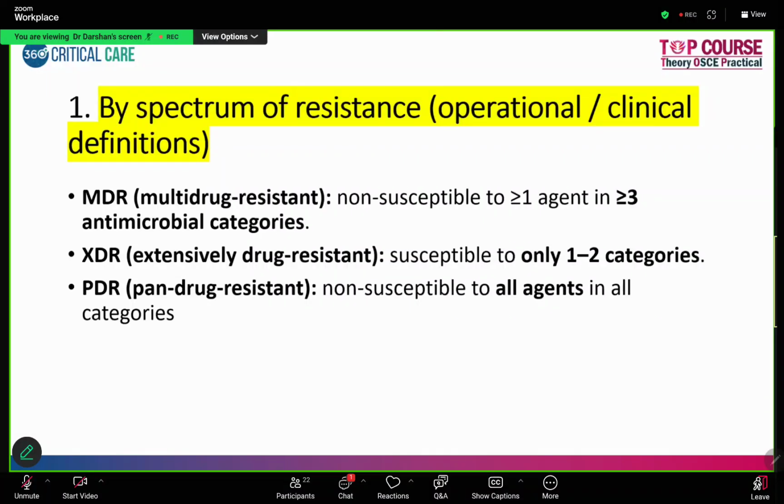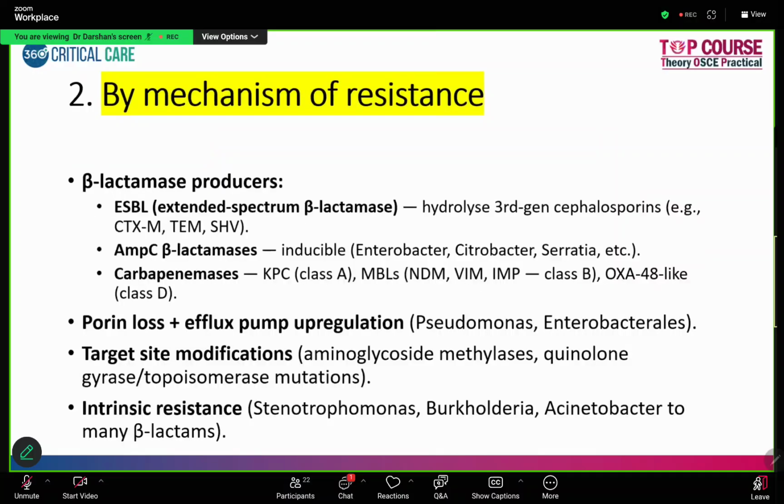Okay, so when we're classifying MDR GNBs by spectrum of resistance, we all know this, it's very straightforward: MDR, XDR, and PDR. We know MDR is non-susceptibility to three classes of antimicrobials. In XDR, they're susceptible only to one or two categories. In PDR, they are not susceptible to all agents. Okay, so this is by spectrum of resistance. It's similar for both, it can be GPC or GNB. The other one is mechanism of resistance. Like I told you yesterday, it can be hydrolases, porin changes, efflux pumps, target site alterations, or intrinsic resistance. Okay, so this is by mechanism of resistance.